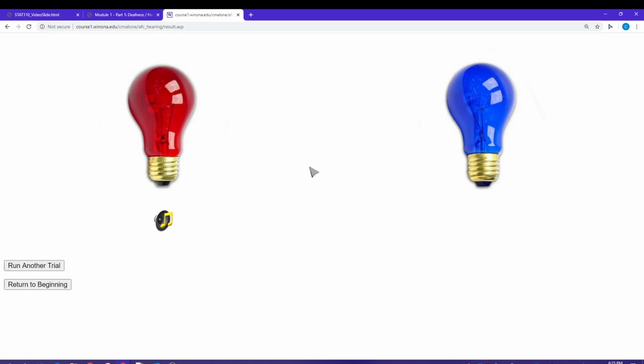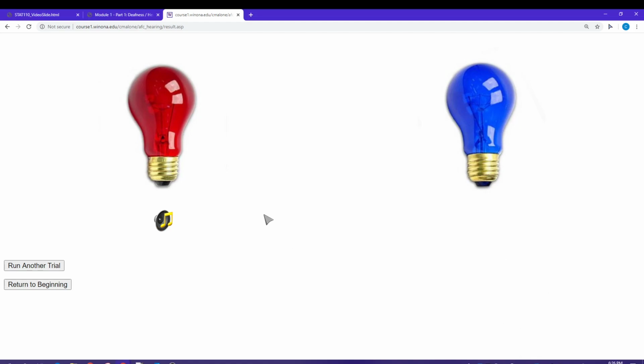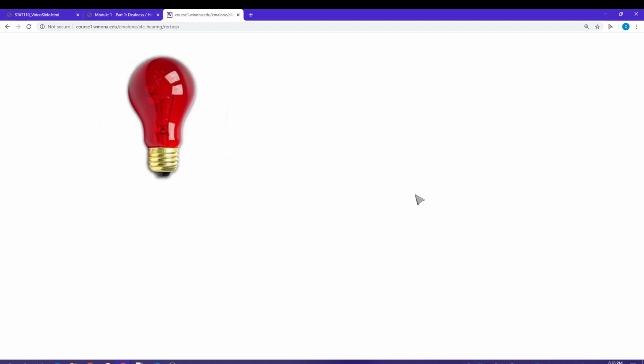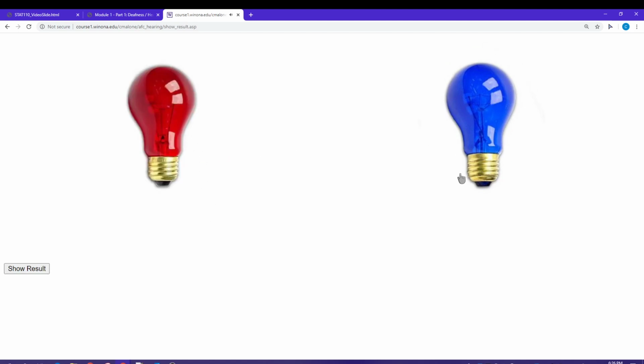Now the nice thing about this hearing test or this simulation is that we can do this as a deaf person. All I need to do on my computer is turn my sound off or put my speakers on mute, and now I would be running this simulation as a deaf person. So the red light was on and then the blue light was on. And a deaf person would have to make a guess between these two lights. And I guess the blue light was on when that sound was played.